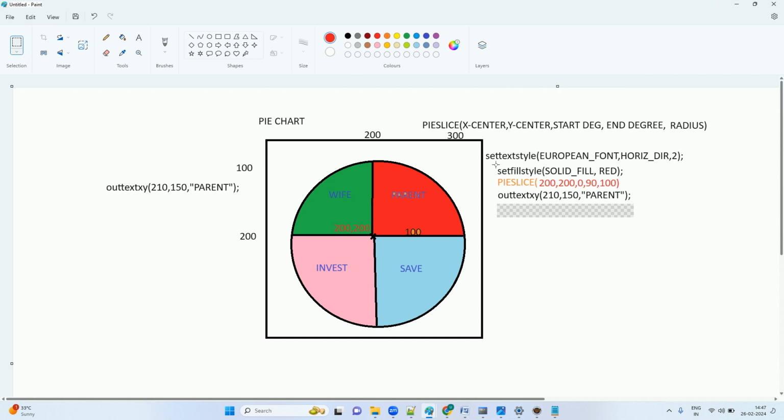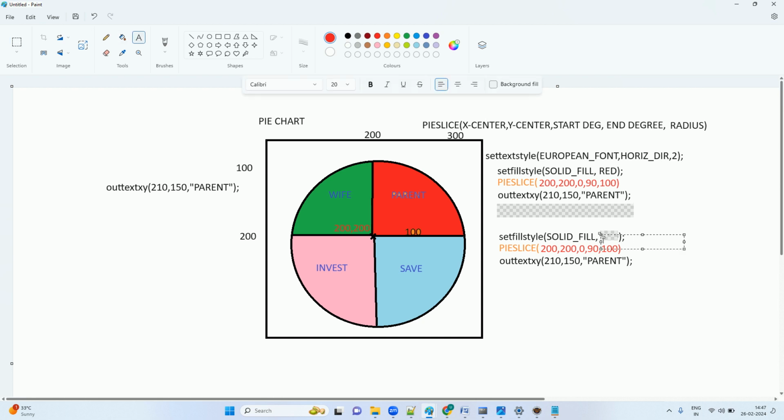Now just follow this for all the 3. Now just copy and paste it. Now how will we start with the wife example? Fill, solid fill and color as green. Perfect. And what will the coordinates be for that?